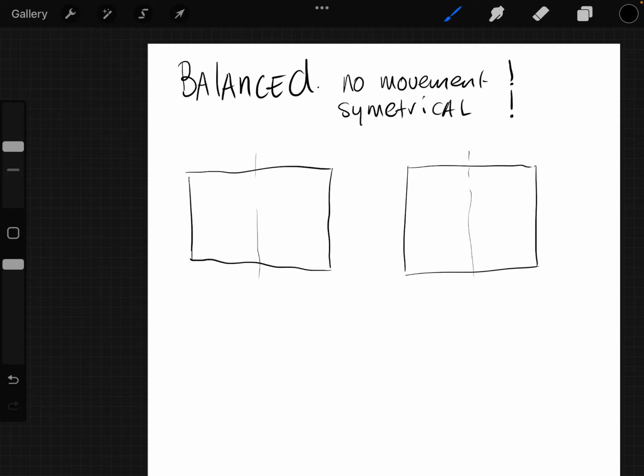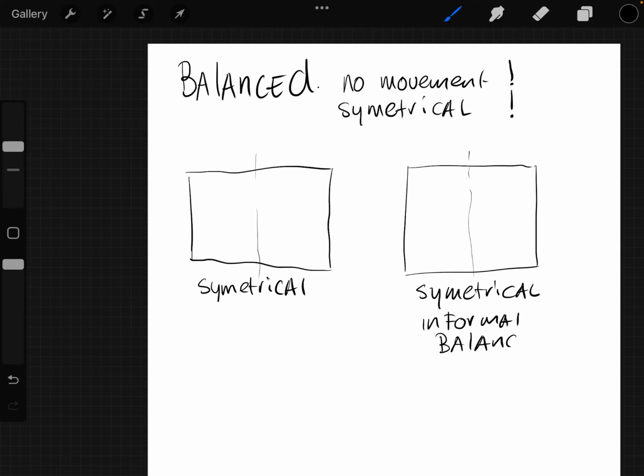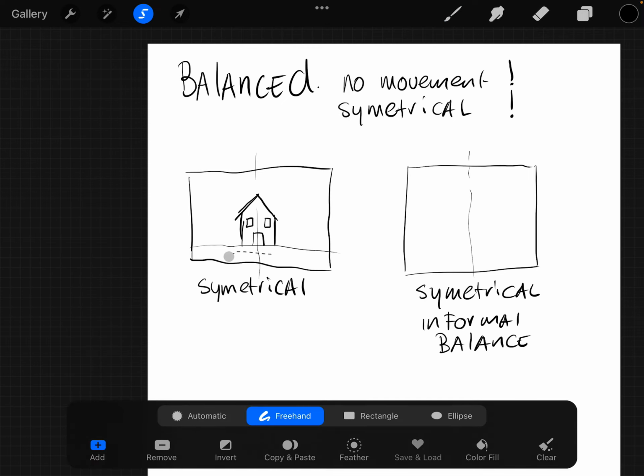So I will draw all of them for you super quickly. Here we go. So for example, a symmetrical composition, symmetrical or symmetrical with informal balance. You've already seen those. Those are all symmetrical. So for example, if you draw a house like this, both sides are the same, we're talking about a symmetrical composition, right?